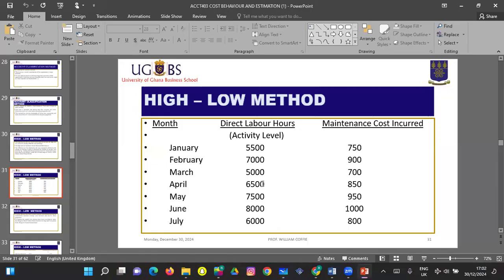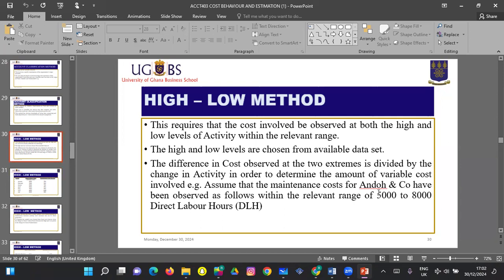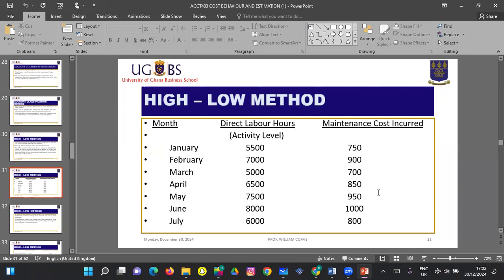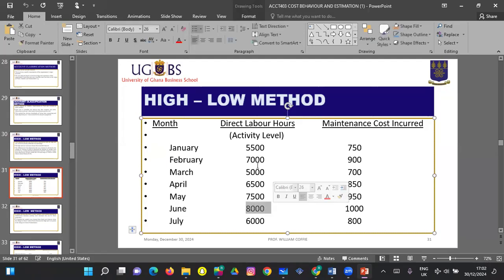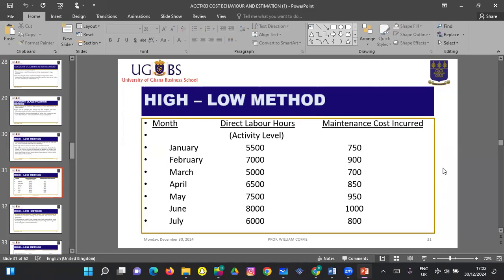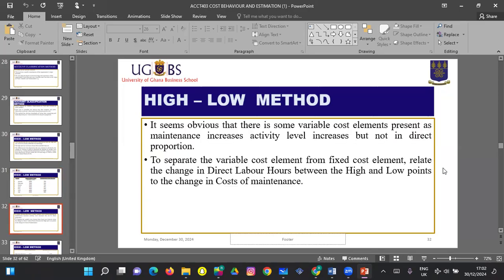But they've given it to us. They've already given us the highest and then the lowest activity level here. So now look at it here. What we are going to do now is select the highest activity level and the lowest activity level. Then we locate their prices respectively. Then we use it to calculate our high-low method.